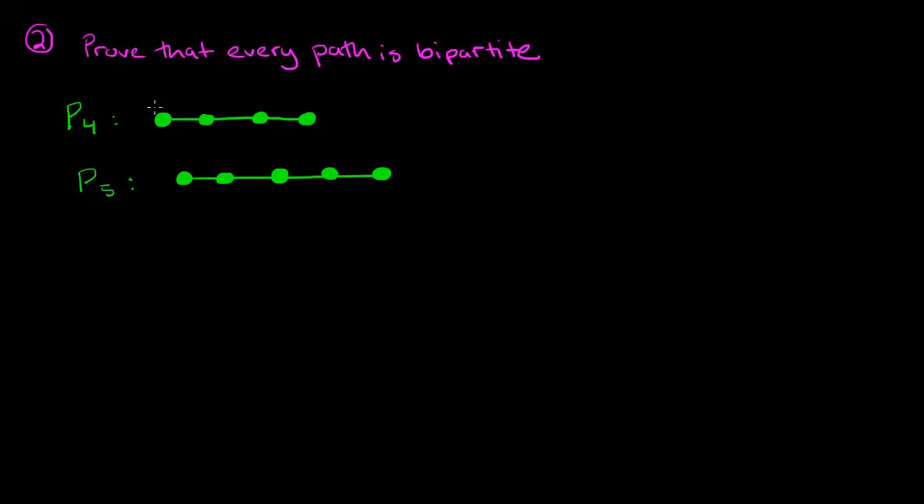Let's first take a look at P4, and we'll label the vertices 1, 2, 3, and 4. Remember that the definition of a bipartite graph is a graph whose vertex set can be split up into 2 parts. So let me draw 2 parts over here. I'll draw a blob for one part and a different blob for the other part. I'll call this part X and I'll call this part Y.